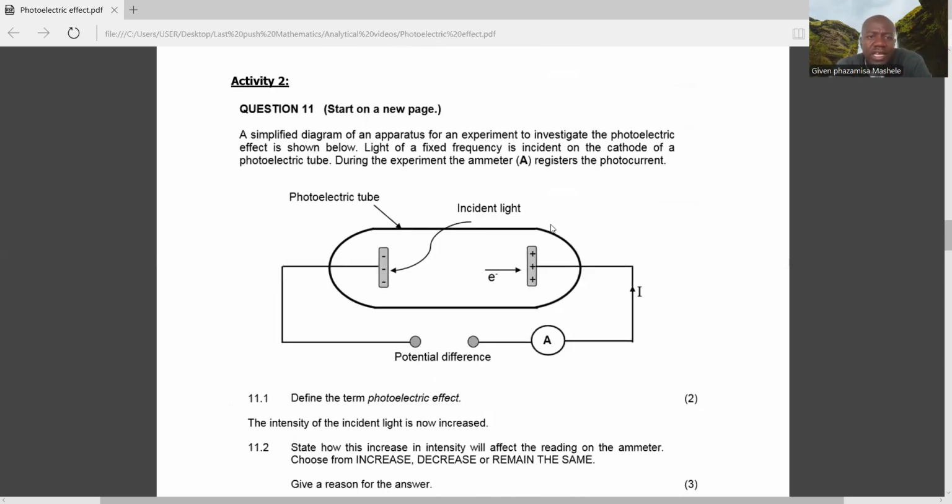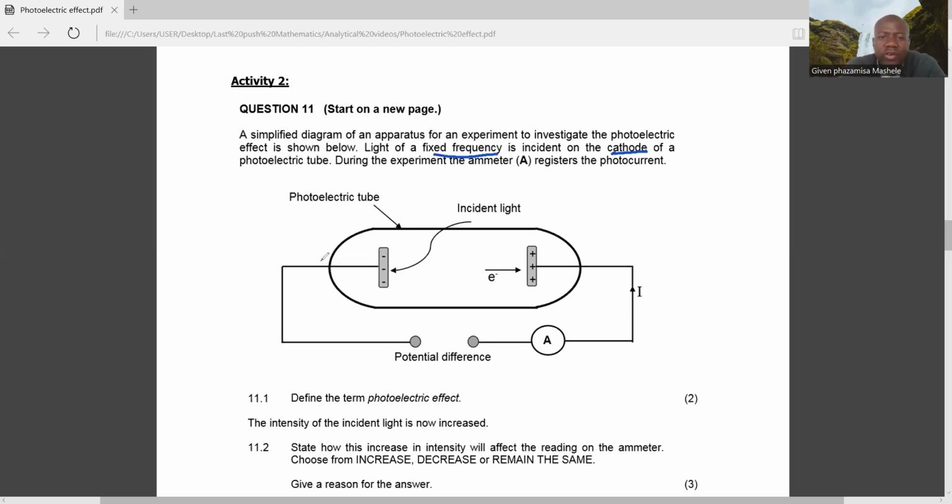It says a simplified diagram of an apparatus for an experiment to investigate the photoelectric effect is shown below. Light of a fixed frequency. And this is very important, guys. Light of a fixed frequency means a light that has a fixed frequency that is not changing. It is incident onto the cathode of the photoelectric tube.